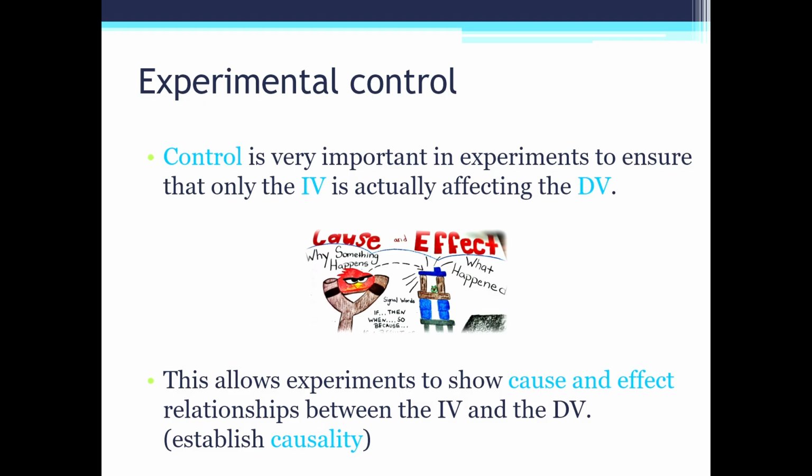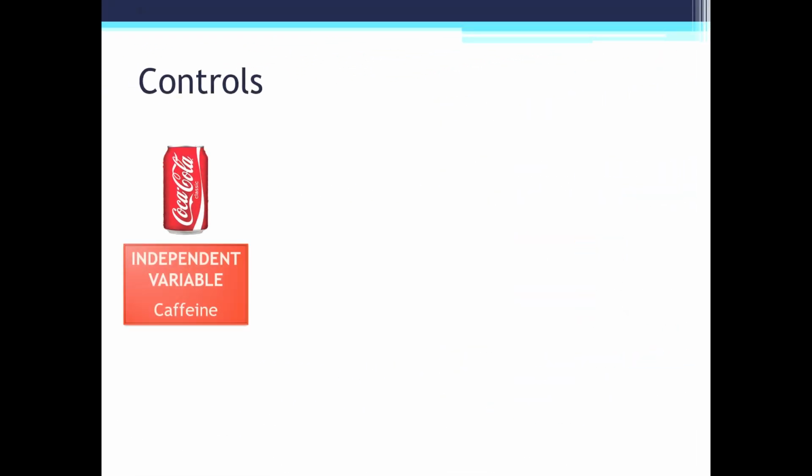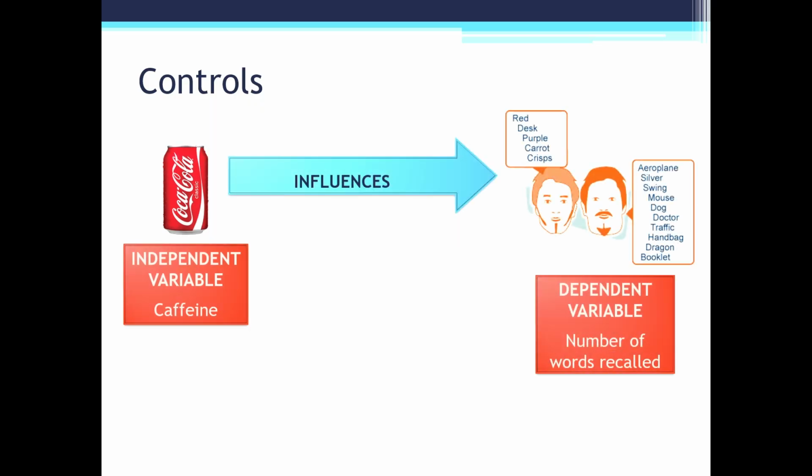So we've got to control for these EVs and make sure they don't have an impact on what we're measuring, our DV. So let's give an example. We've got our IV, caffeine, and our DV, number of words recalled, so memory.